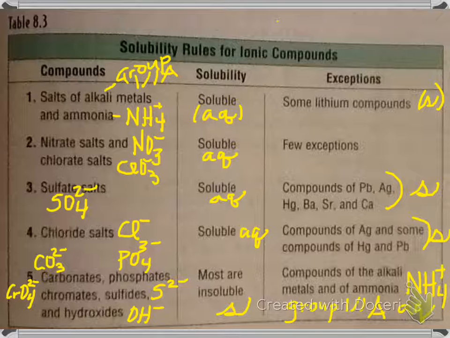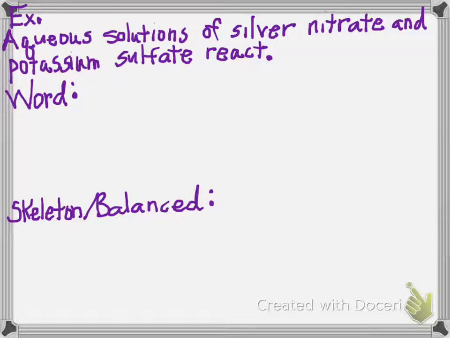So we're going to look at an example. Our sentence is, aqueous solutions of silver nitrate and potassium sulfate react. So again, the sentence is telling you that you don't need to look up the states of matter for silver nitrate and potassium sulfate because it's already telling you that they're going to be aqueous.